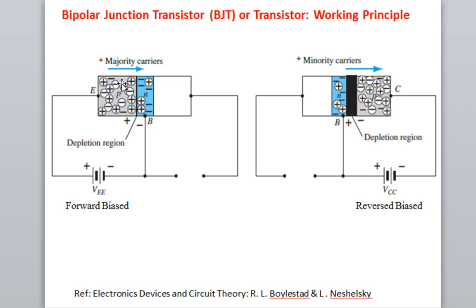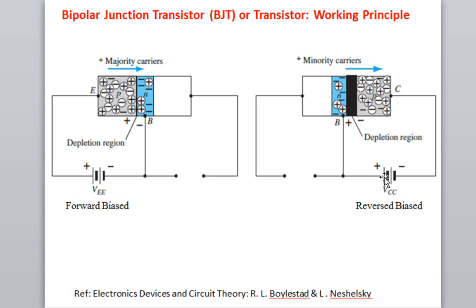Now, what about the second junction? If you see the second junction, this is again a thumb rule. The second junction, that is basically the base collector junction, should always be reverse biased. This battery voltage is known as VCC.